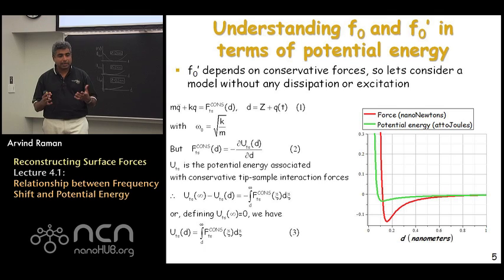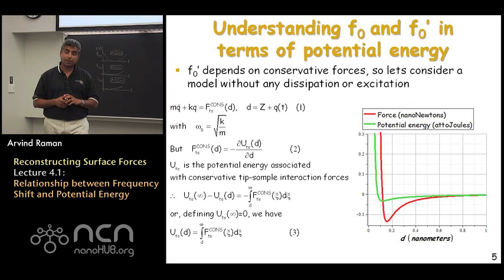So why don't we begin this discussion by looking at the point mass oscillator coupled to the interaction forces, but in the absence of any dissipative interactions and in the absence of any excitation. So we're just going to basically look at this oscillating probe interacting with the sample and just try to understand what are the natural frequencies and how they depend on Z, how they depend on the oscillation amplitude you choose to oscillate the probe at.